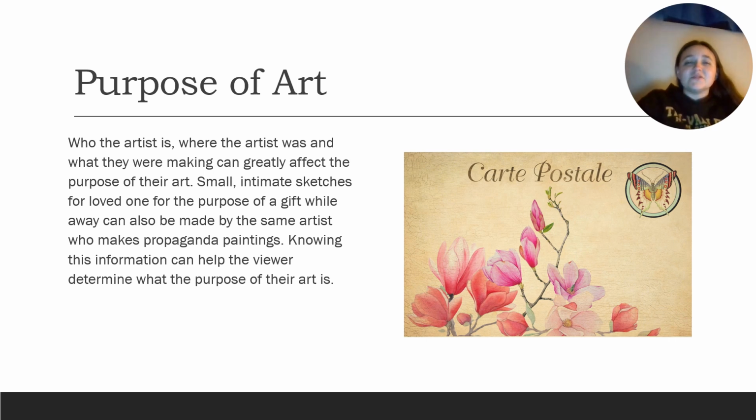Lastly, purpose is used to determine what the intentions of a resource are. Was a painting made for a loved one, not meaning to be viewed by thousands? Or was it a piece of commissioned artwork for propaganda? The purpose of art greatly affects its ability to be used as a primary source.